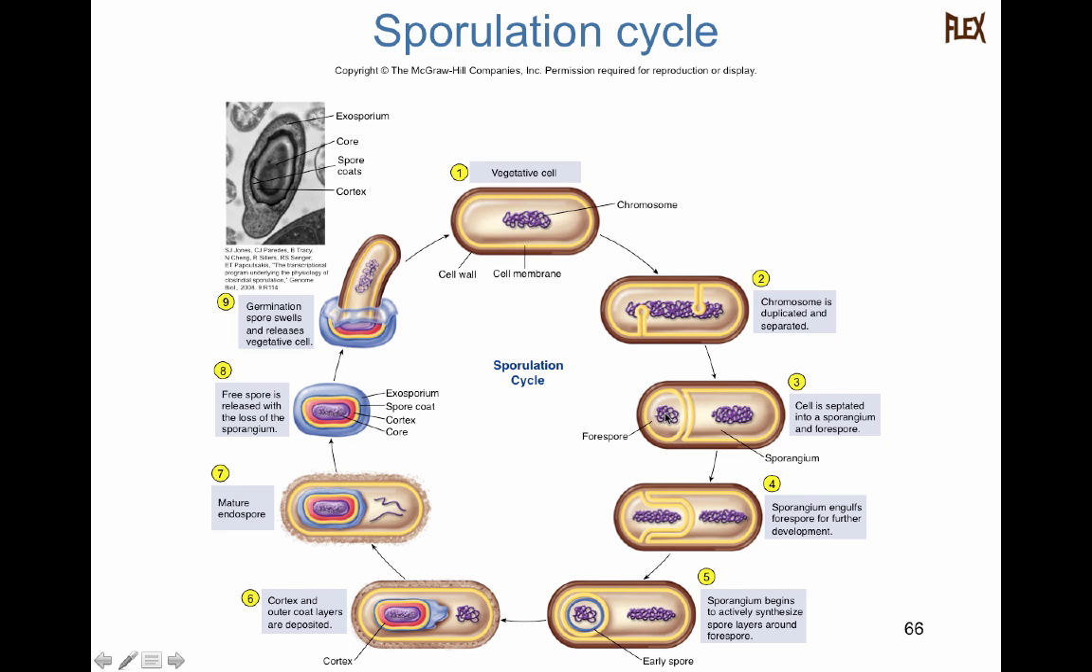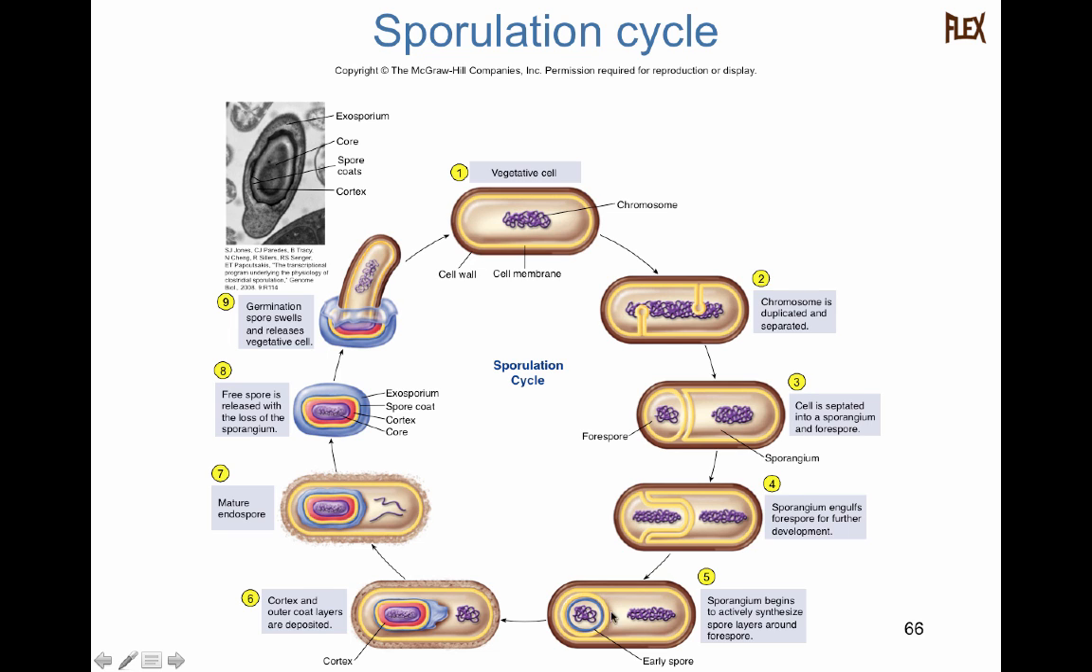This is not a form of reproduction. We're not making a new cell. In the end, we end up with just one spore. We started off with one cell, we have one spore. We don't have two cells. So it's not a form of reproduction, but here we go. We're starting the formation of the spore.